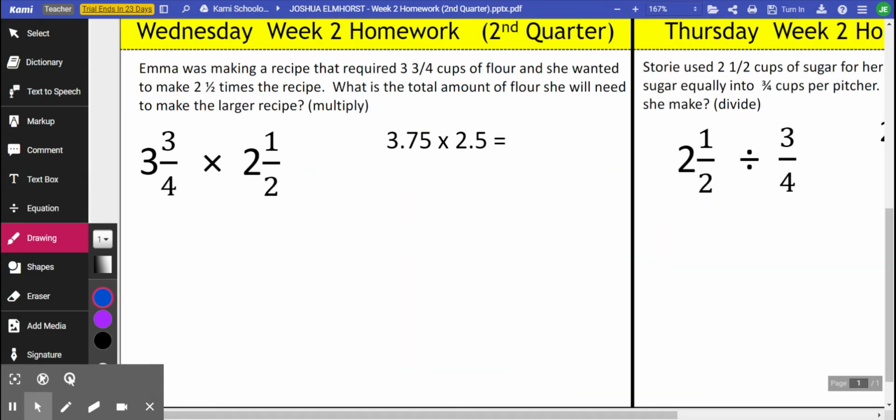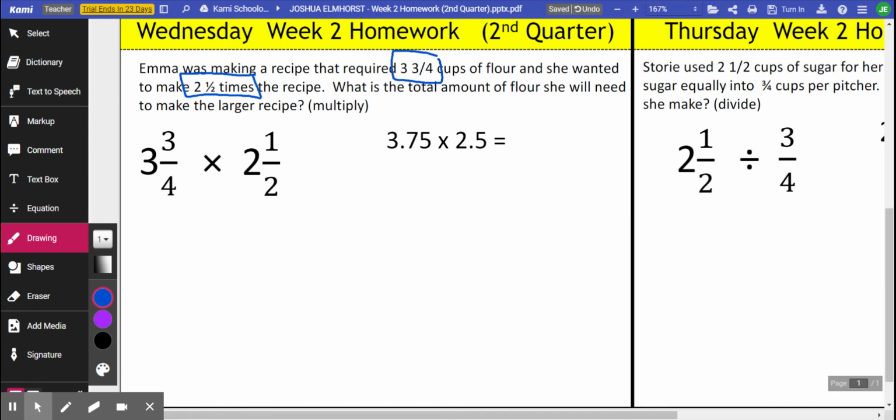So Emma is making a recipe that requires 3 3/4 cups of flour, and she wanted to make 2.5 times the recipe. So she needs to make more than what the recipe called for. She's going to make more batches. So what is the total amount of flour that she's going to need to make the larger recipe? So here's our keyword. We're going to multiply this fraction, 3 3/4, by 2 1/2.